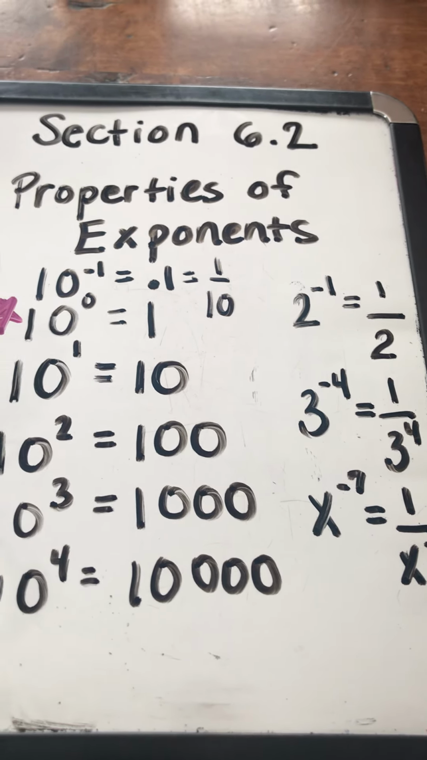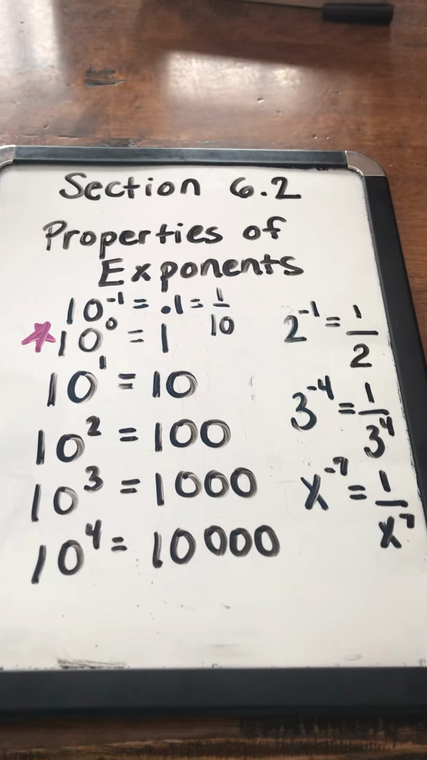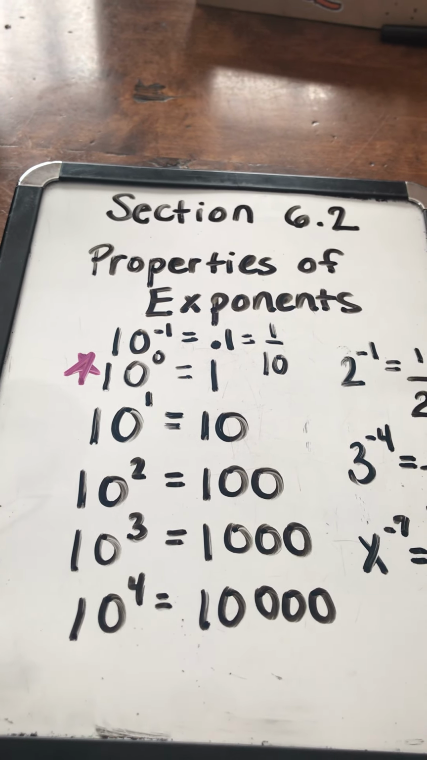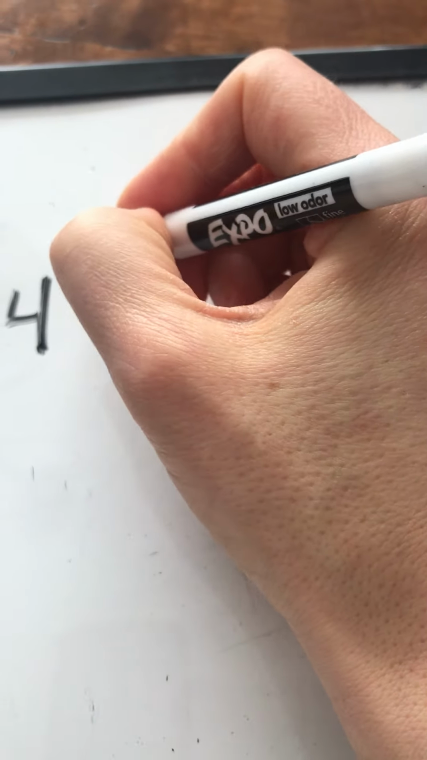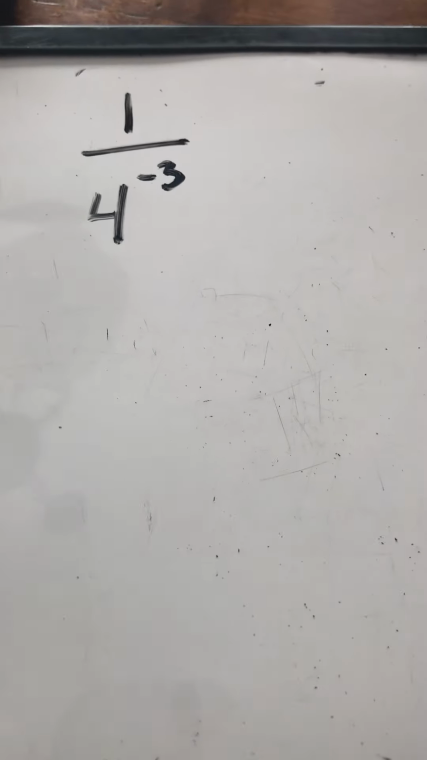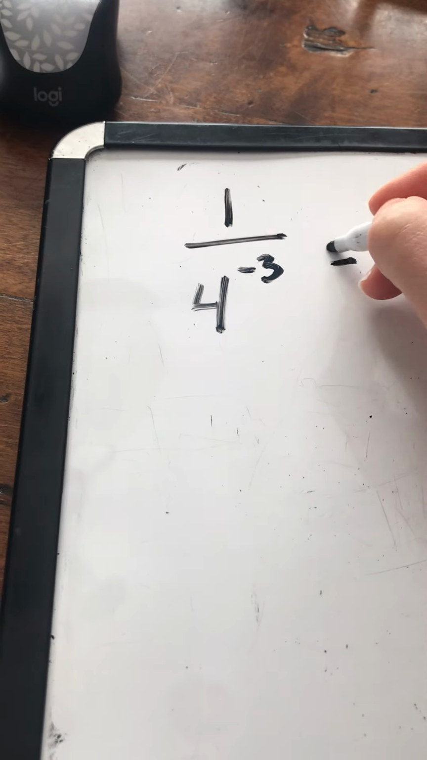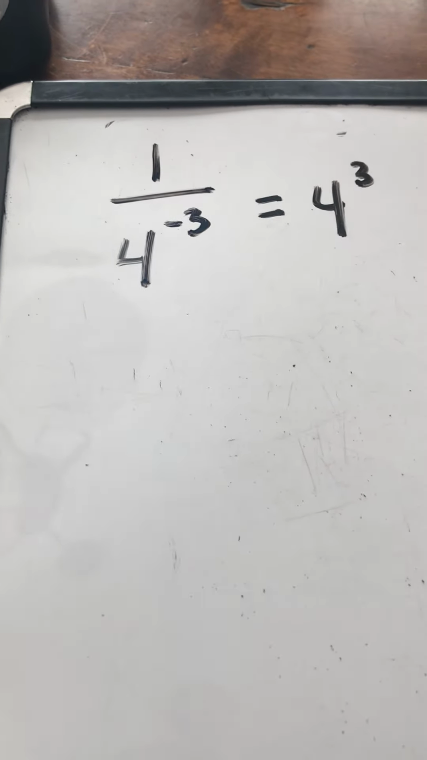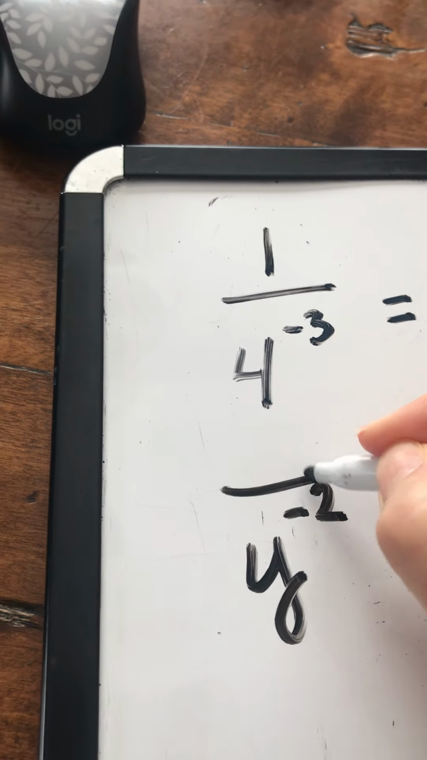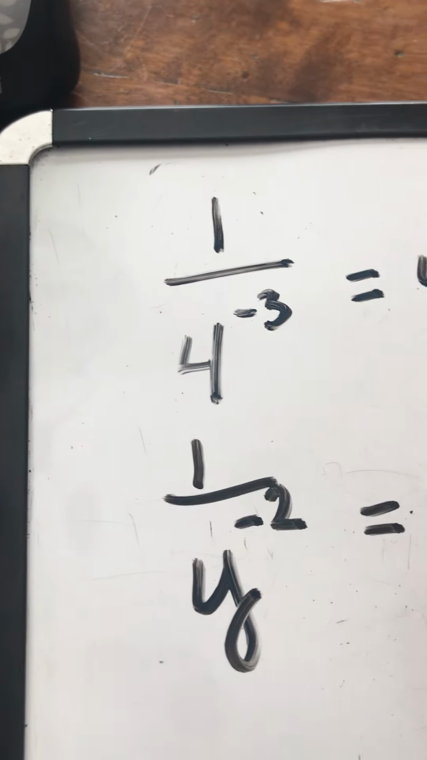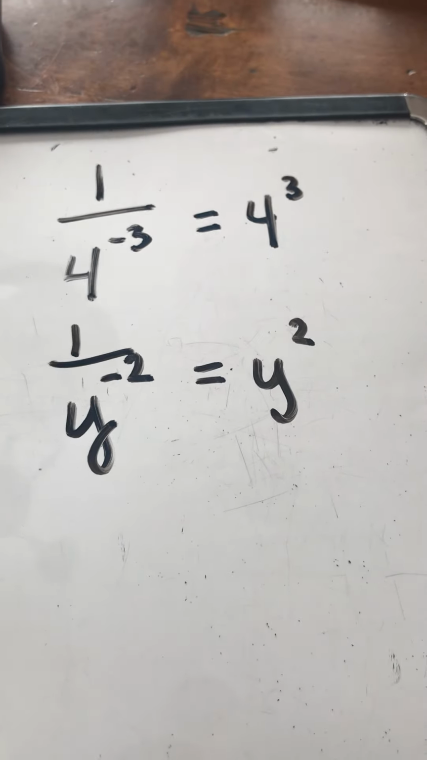But what if I had an expression where the negative exponent was already in the denominator? Let me get some more board space. So if I had 4 to the negative third written in the denominator, if it's already in the denominator, we can take the reciprocal. This is equal to 4 to the third power. Same applies for variables. If I have y to the negative second in the denominator, then that is equal to just y squared.